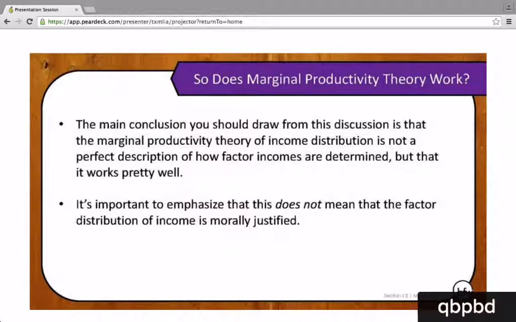So the main conclusion you should draw from this discussion is that the marginal productivity theory of income distribution is not a perfect description of how factor incomes are determined, but that it does work pretty well to explain it. It's also important to emphasize that this does not mean that the factor distribution of income is morally justified. It's just that this might explain why it is the way it is.